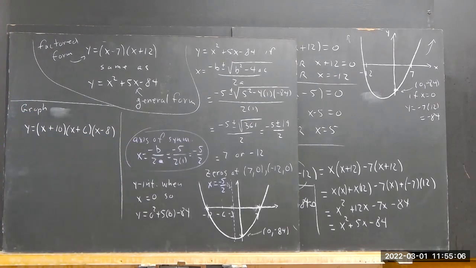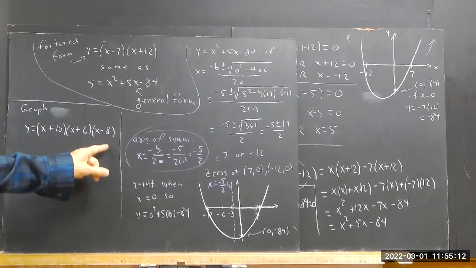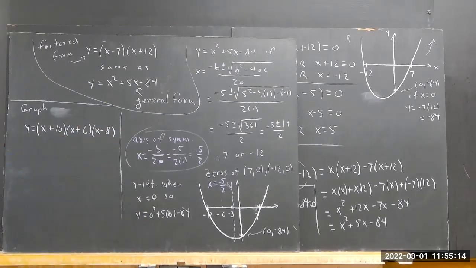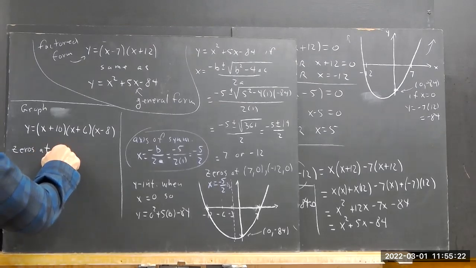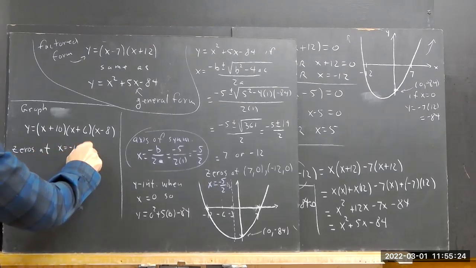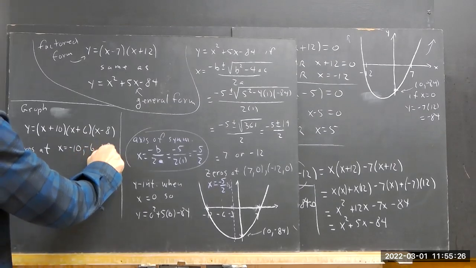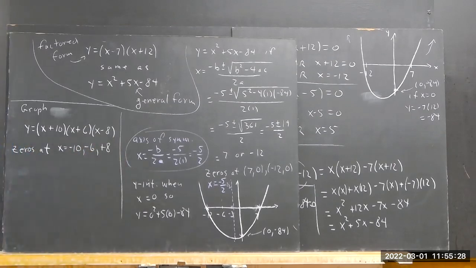And how do we graph it? Well, it's really easy to find the zeros, right? You set this equal to 0, set this equal to 0, set this equal to 0. Okay, so the zeros are -10, -6, and +8.